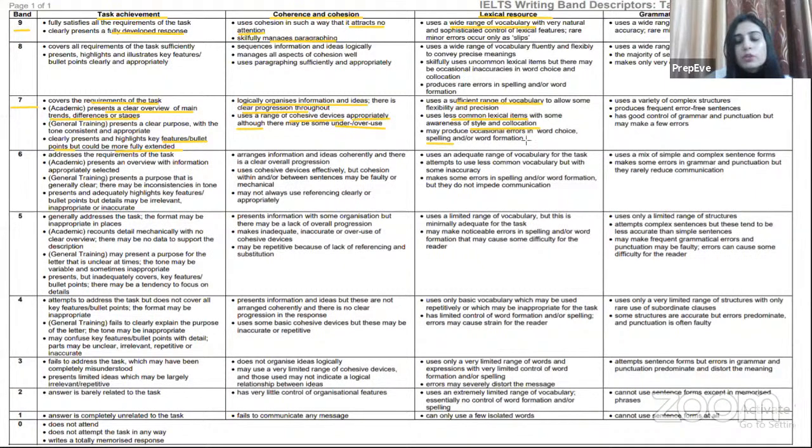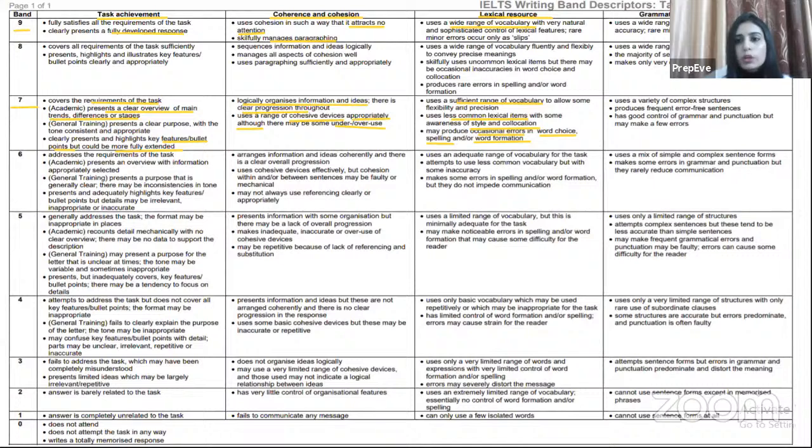Next is may produce occasional errors in word choice. So of course, if it's a 7-band score, then basically you're making some mistakes also. So occasional errors in word choice, spelling, and word formation. Word choice means you're not choosing the word correctly. And spellings, you all understand. Word formation is whether it's going to be ing, tion in the end, what's the formation of the word. So that's what they're looking at.